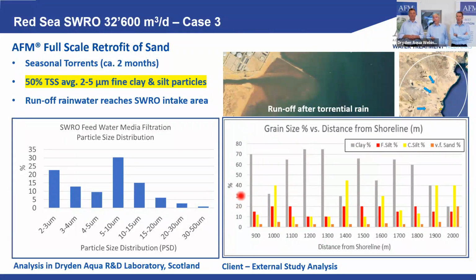So what they did is they measured the intake of the system up to 2 kilometers out of the sea, and they found these fine clay and silt layers already even at 2 kilometers. So there's no chance. I mean, you can extend it to 3 kilometers, but that becomes very expensive and probably not feasible. So the only solution.